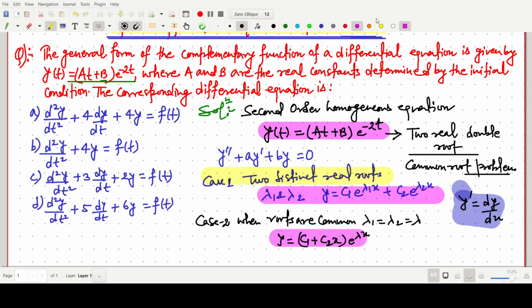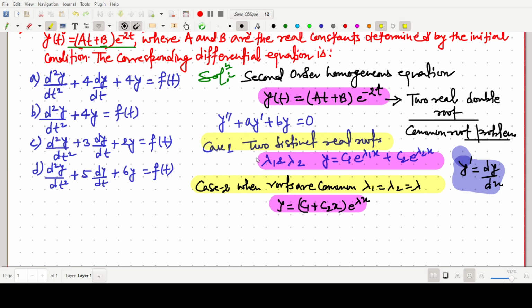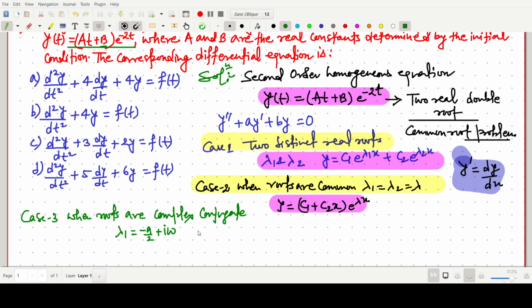One more thing is there for the complex roots also, so I am just writing the formula only. For more detail you can go through any mathematics book, but these are the basic things, so I am first writing all the formulas. Say case 3, when roots are complex conjugate. In this case, say lambda 1 equals minus a/2 plus i omega, and lambda 2 equals minus a/2 minus i omega. For example, these are the two roots.